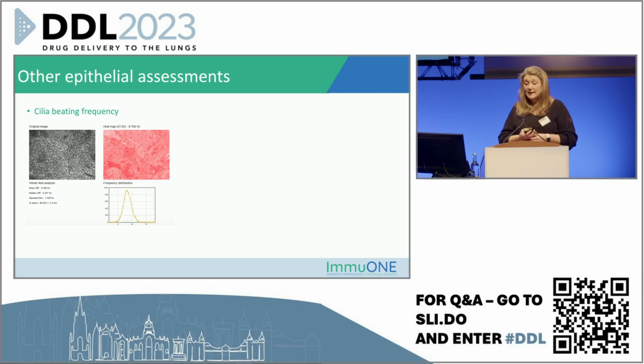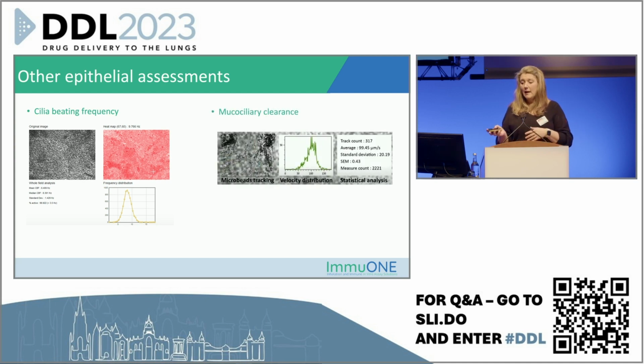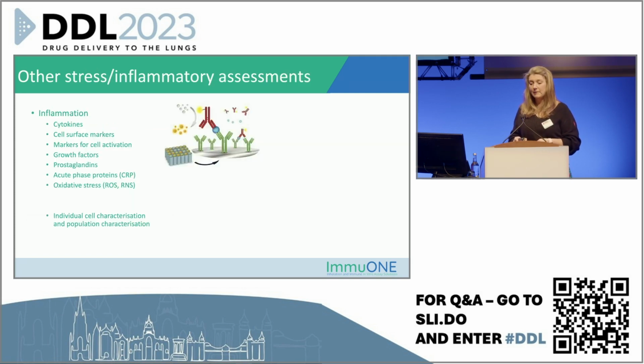There are several other assessments, more mechanistic. Epithelix is a company that has done a lot of work looking at cilia beating frequency. How fast do those cilia beat? We can put beads on there to see how far they clear. Do those beads move? Can we link it to things like mucociliary clearance when we add a drug? How does it link into those functional toxicity assessments?